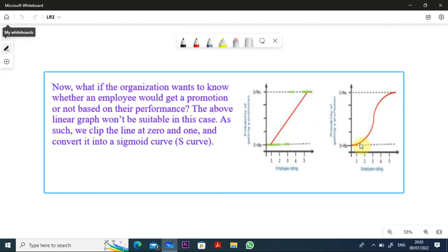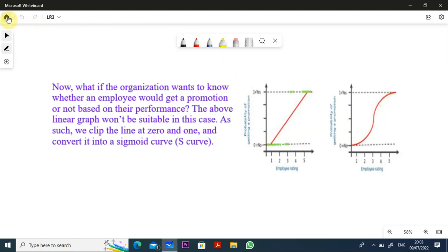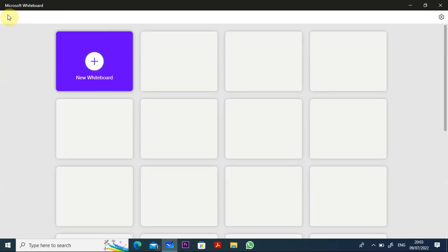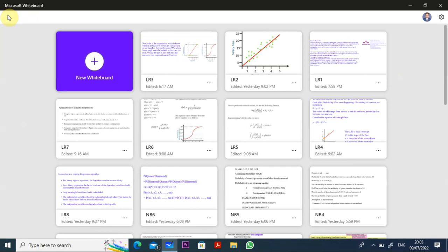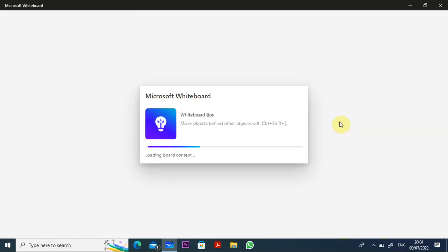Can you see it here? Sigmoid curve. It will be just like an S-shaped curve. So using this, I can better represent the logistic regression, and I can predict the salary or whether a particular employee can get a promotion, right? So now let us go into details. From this we can understand the logistic regression.